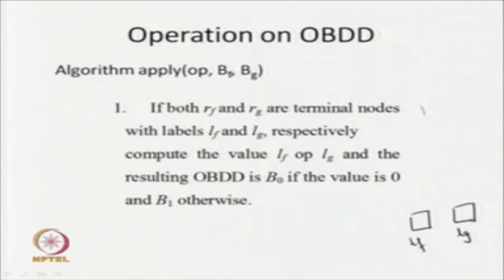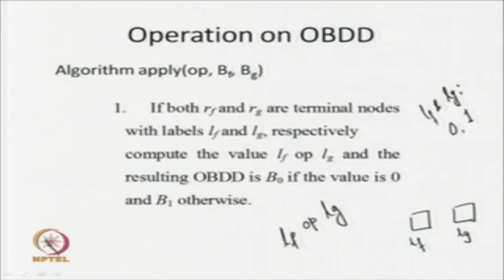Now, LF and LG can have values either 0 or 1, nothing else, because these are the terminal nodes and these are the value. Then compute LF op LG. That means, in this particular case, we are going to perform the LF operation LG, and the resultant BDD will be B0 if the result is 0, or it is B1 if the result is 1.